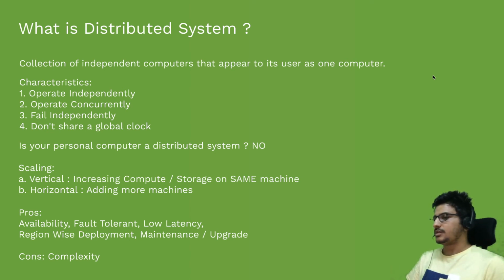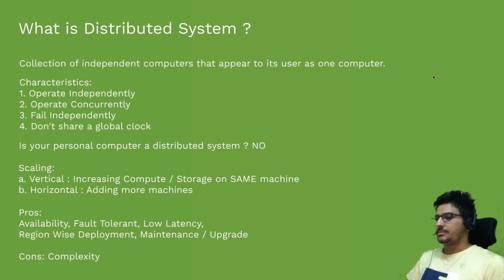Now, talking about low latency, since the load will be distributed among the different machines, the latency will be low. Also, we can do region-wise deployment. We'll take examples of a few applications like Tinder or Amazon where region-wise deployment is done, but those will be discussed at a later point of time.